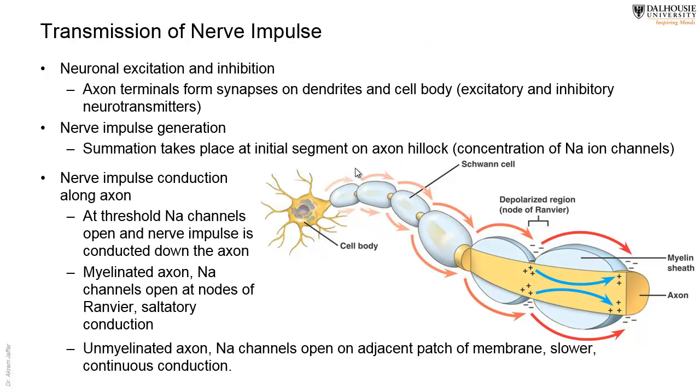This diagram is showing you how the impulse is conducted in a myelinated neuron. You can see here the impulse is jumping, leaping from one node of Ranvier to another node of Ranvier. So that's why it will be faster. These myelinated neurons are faster conducting than the unmyelinated neurons.